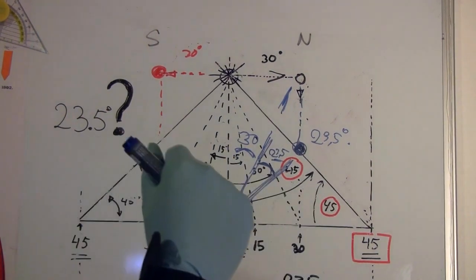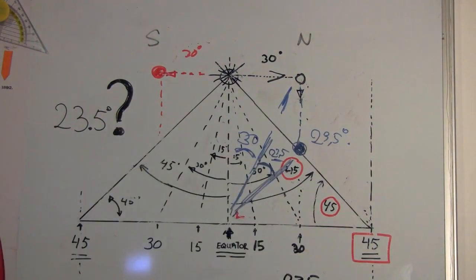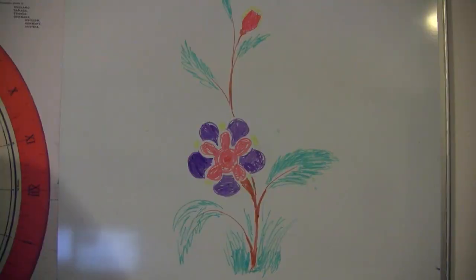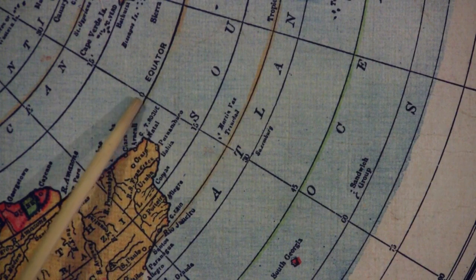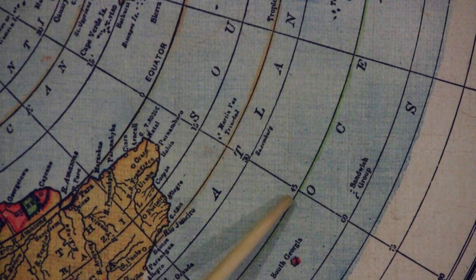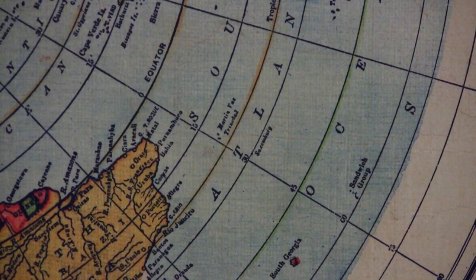Let's go back to our Gleason's map and I'll show you all the details. Marilyn, please pay attention. This is the equator. This is the 45 degrees latitude. Let's follow the 45 degrees latitude and see where it takes us.